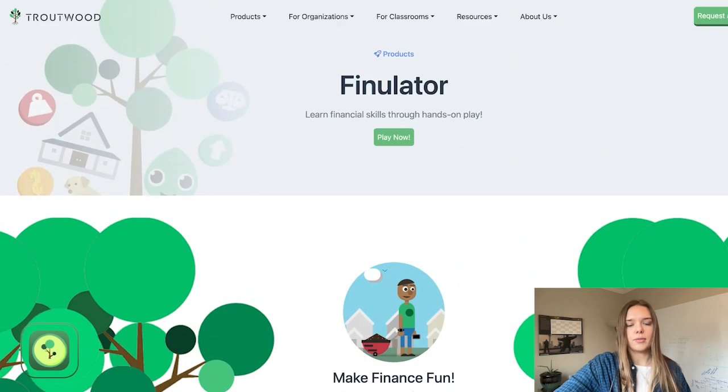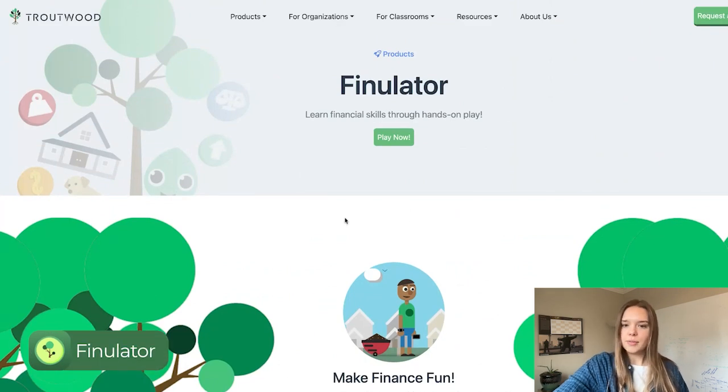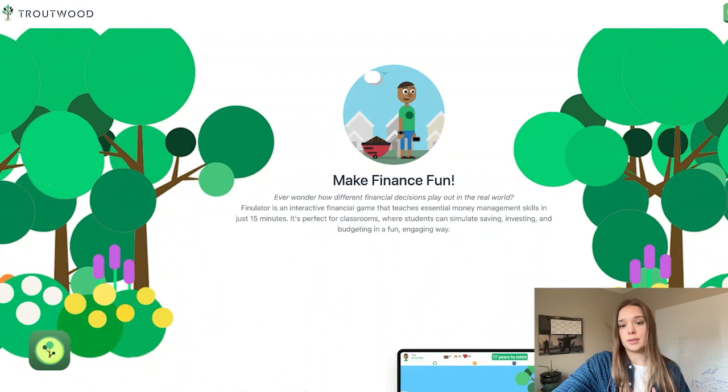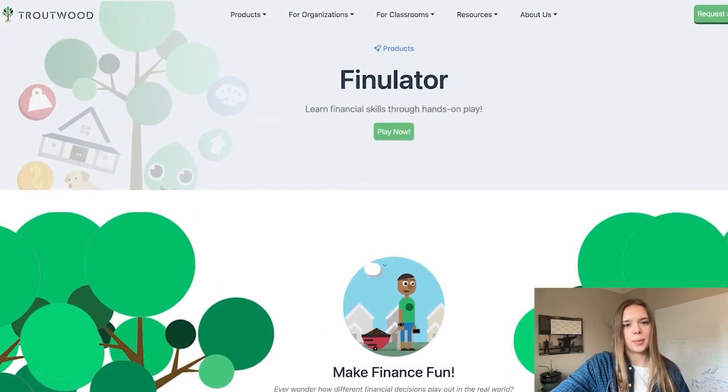And then we also have Finulator. This is our life skills financial game where you get to essentially simulate life, but in a fun, financy way. So you get to make different decisions and see how those would play out in the real world. What's the opportunity cost of those different decisions that you can make?